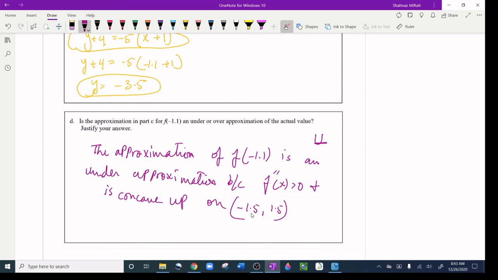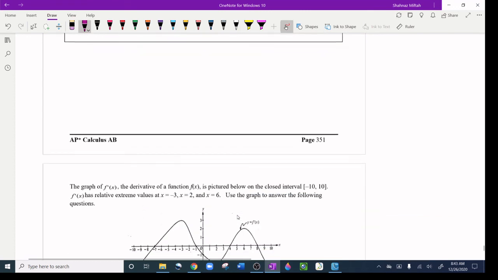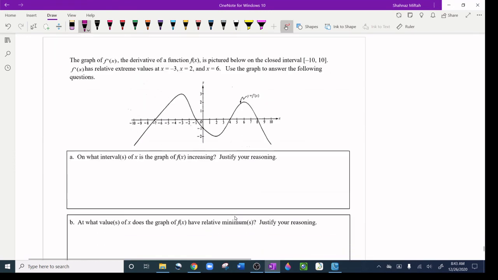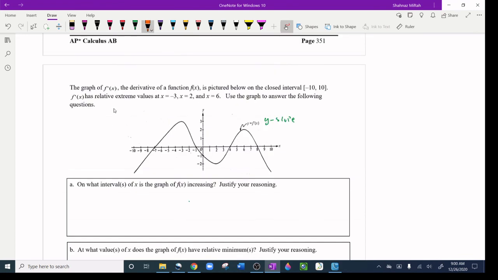So this question has 2 points where you say under and where you give them the reasoning. So you got 2 points right there. This is another question. This is the last free response question on the take-home test. The graph of f prime is given on the closed interval negative 10 to 10. F prime has a relative extrema at negative 3, 2, and 6. Use the graph to answer the question.